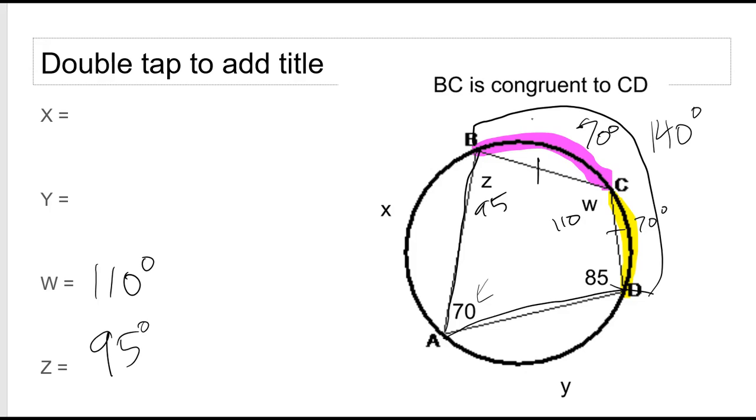Now there's a couple ways to do this from here. What I'm going to do, it doesn't matter if you find X or Y first. I'm going to find X first. I just looked at it first, and I feel like finding it. I'm going to use 85 degrees.